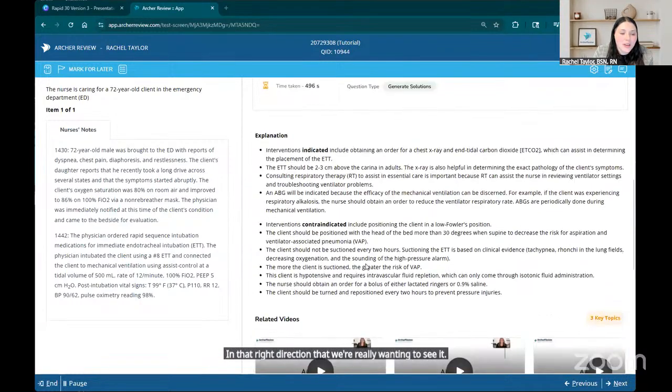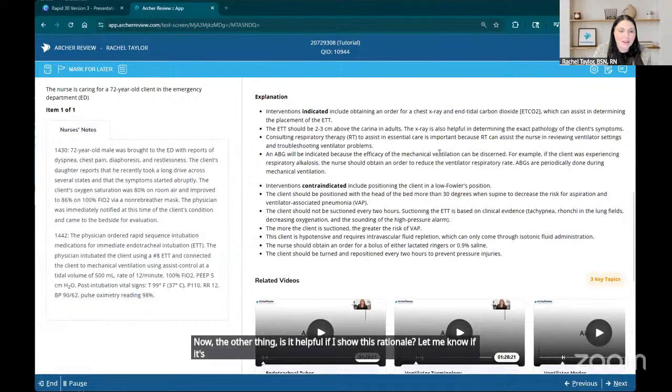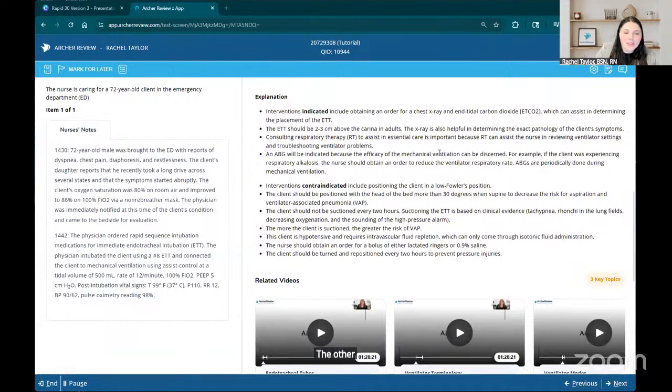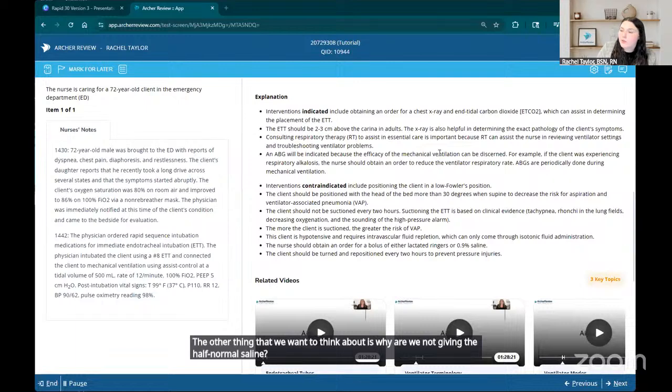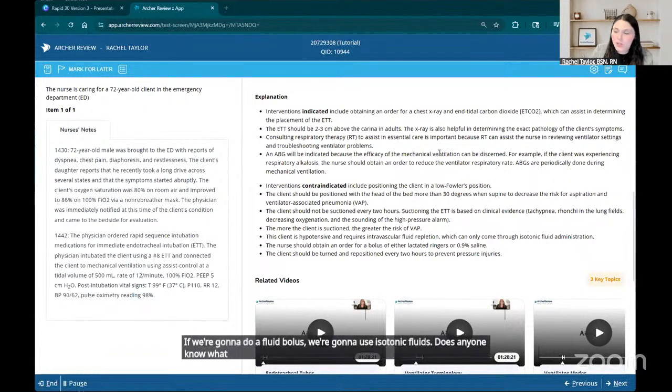Now, the other thing, is it helpful if I show this rationale? Let me know if it's helpful to see this up. The other thing that we want to think about is why are we not giving the half normal saline? If we're going to do a fluid bolus, we're going to use isotonic fluids. Does anyone know what our isotonic fluids are?